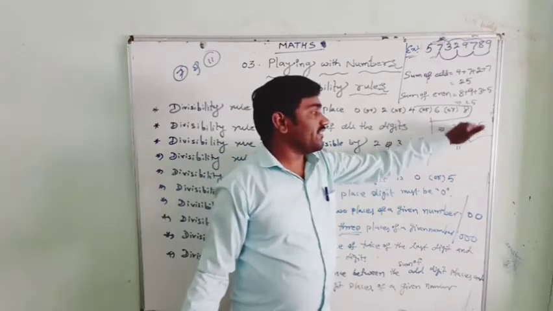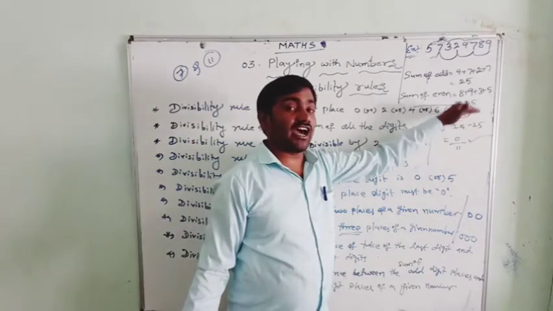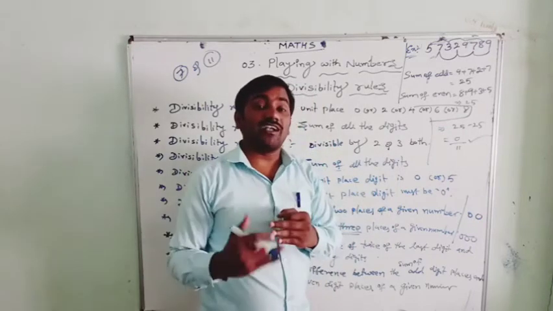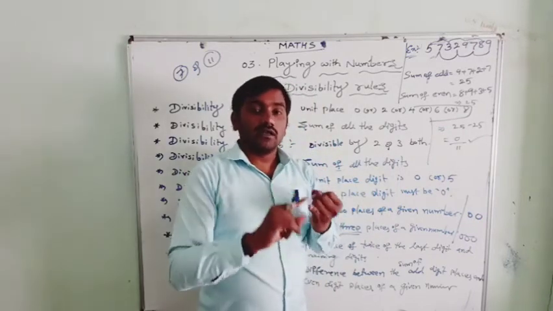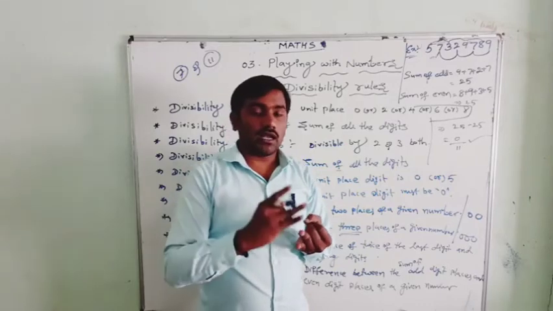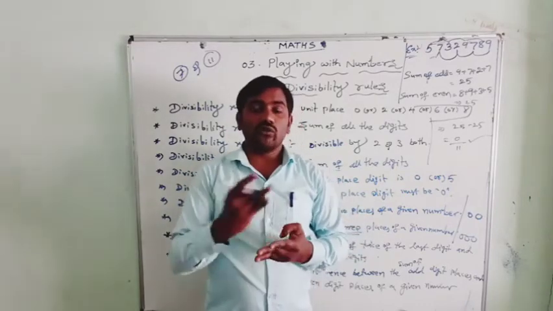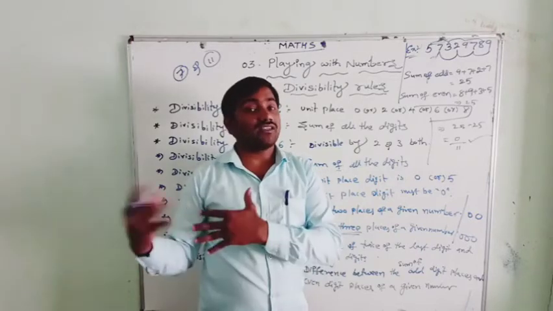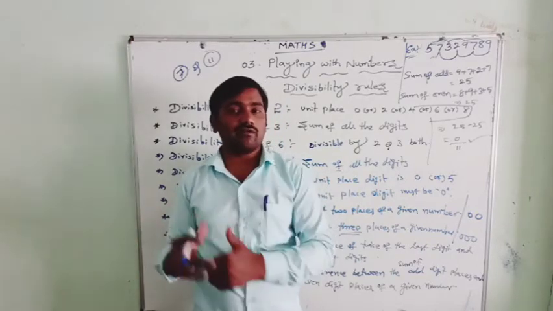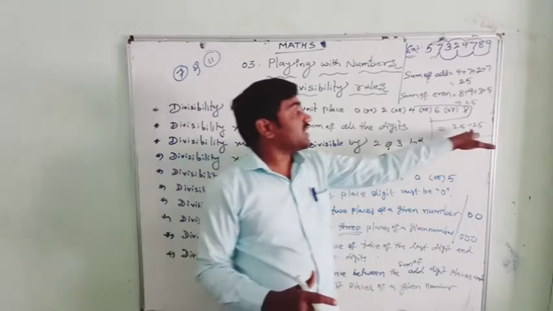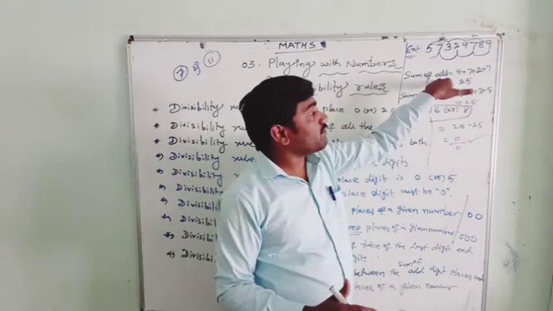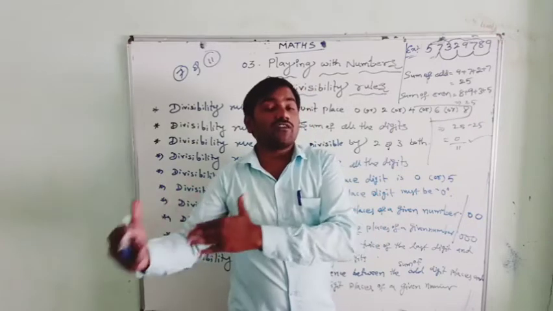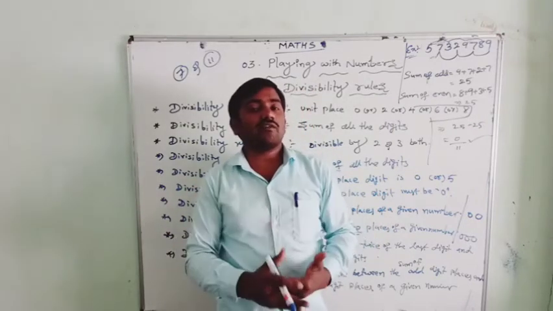If the difference is 0 or 11 or 22 or 33 or 44, these kinds of numbers are called multiples of 11. So if the difference between the sum of odd digit places and the sum of even digit places is a multiple of 11, the number is divisible by 11; otherwise it is not divisible by 11.